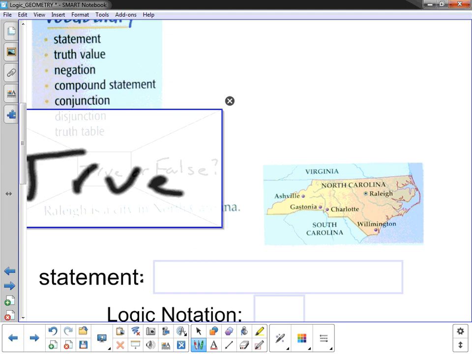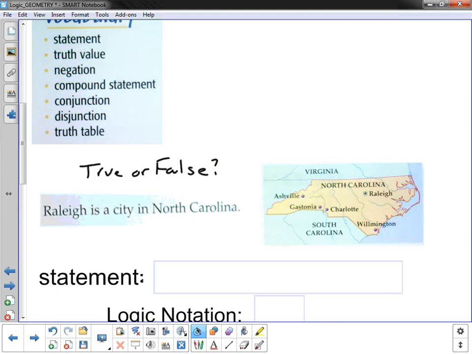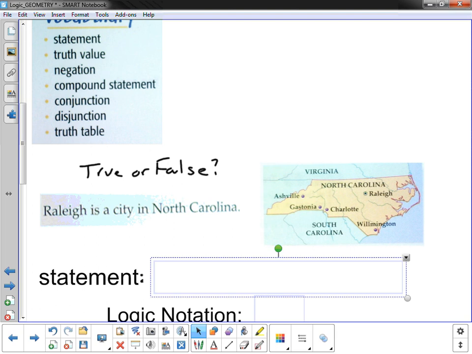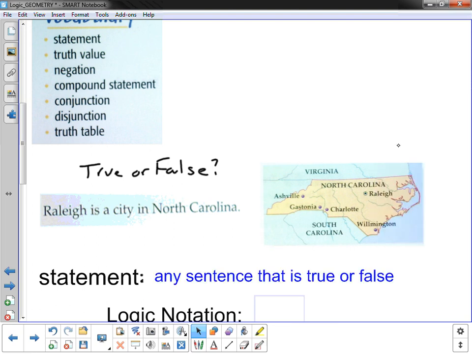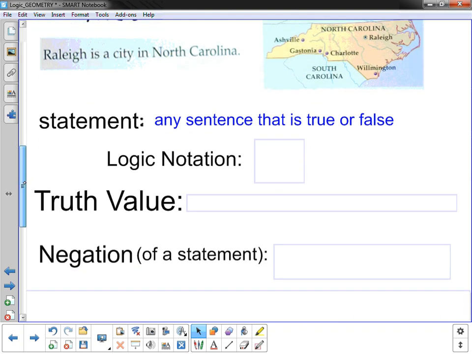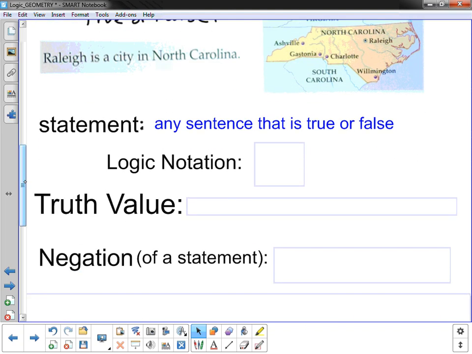So this particular statement is true. True statement right there. Okay, so what exactly is a statement in mathematics then? Simply put, a statement is any sentence that is true or false. It has to have a condition to it. You have to be able to say, that's a true statement, that's a false statement. If it's a wavy thing, it doesn't count. So we have to have a truth statement. What we do for this statement, that's any sentence that could be true or false, we represent in logic notation typically with a simple lowercase letter, such as P. So this particular statement, Raleigh is a city in North Carolina, I'm going to say that is my statement P.